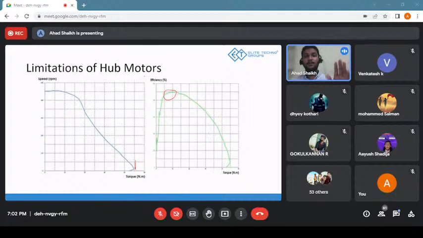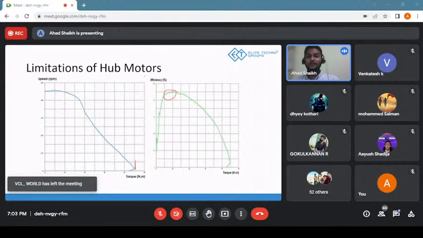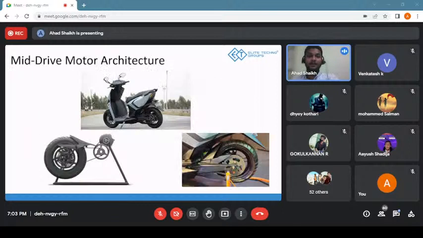It is limited to 50-60 km/h speed only. But now people are demanding more performance from the vehicle, so they must adopt some other way, which is mid drive motors, to fulfill those requirements of the customer. Okay, so that was about the hub motors. Now we'll see quickly about the mid drive motors.